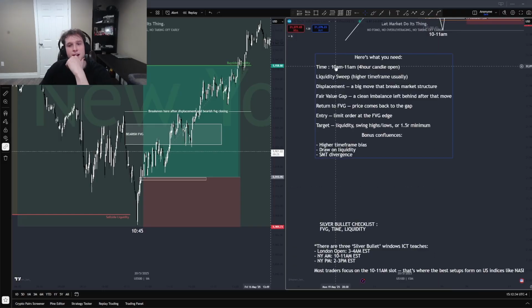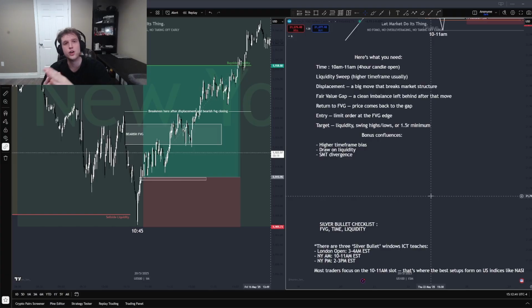What do you need? You need the time: 10 a.m. to 11 a.m. Why is that? Because that's a new 4-hour candle open, a new 1-hour candle open, and you drop all the 9:30 open volatility, all the nonsense. Now it's clear price action and clear skies for you.